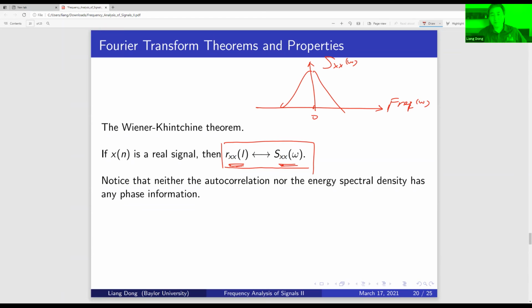If I don't care too much about the phase, I only care about this, capital X omega. Then that's maybe sufficient for me to look into the spectrum density, whether it's power spectrum density or energy spectrum density. It depends on whether your time domain signal is periodic or aperiodic. By looking at this density, I can know the energy concentration, whether it's a low frequency signal or a high frequency signal.